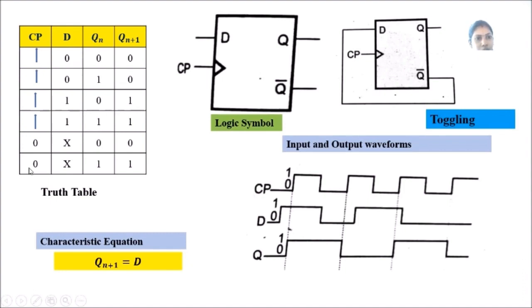When the clock pulse is 0, whatever D may be, the operation does not happen, so the present state is equal to the next state. This denotes that when the clock pulse is 0, the flip-flop will not function. The characteristic equation is given as Qn+1 = D. This is also obtained from the K-map, and the logic symbol is given, and the input output timing diagrams are given. It involves the clock pulse, D and Q waveforms.